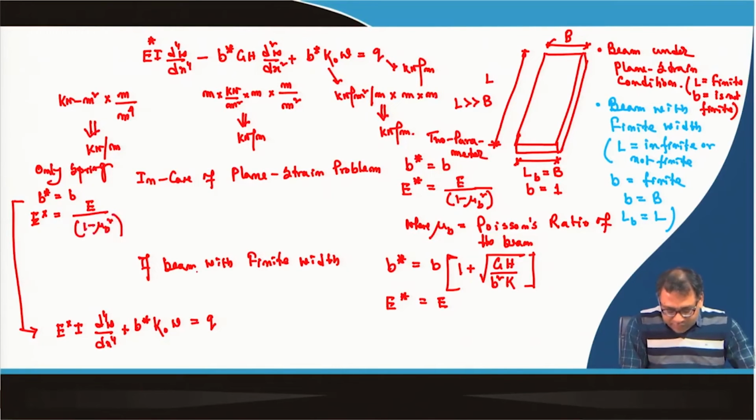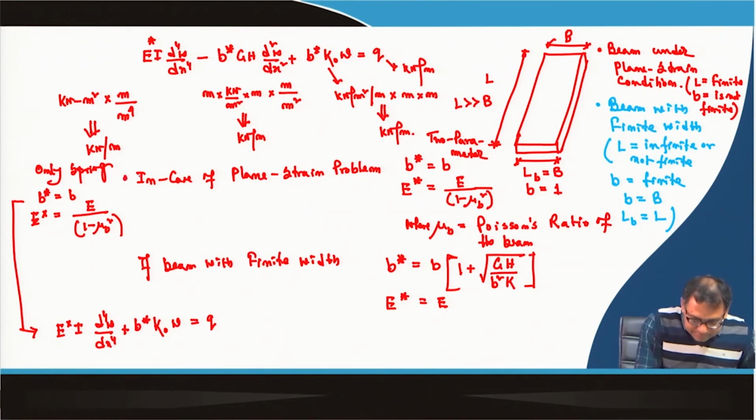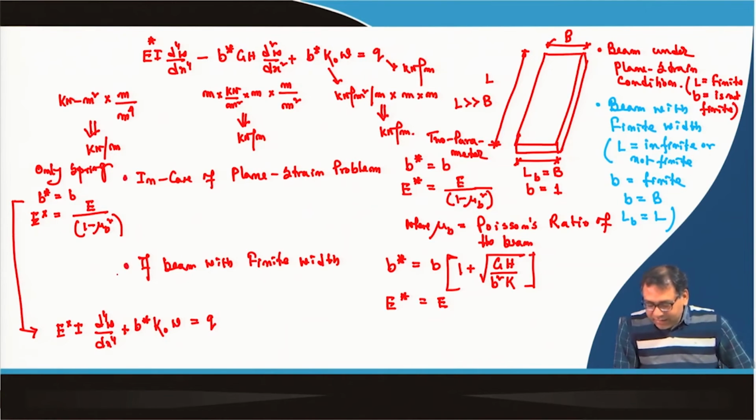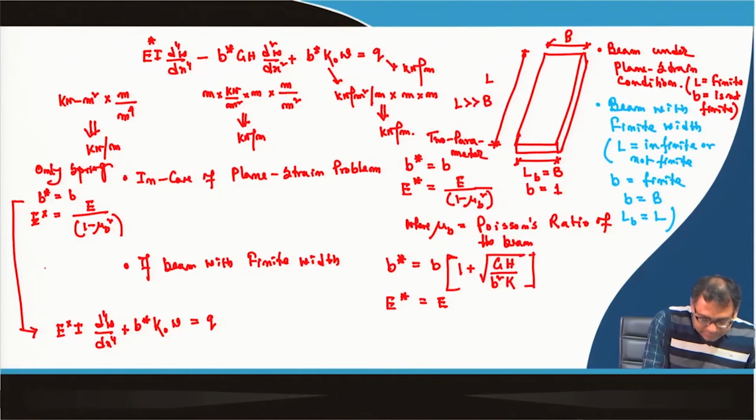And if it is finite width, second case, okay, because in such case G is equal to 0 or H is equal to 0, because it is the one parameter model, again B star will be equal to B and E star will be equal to E.